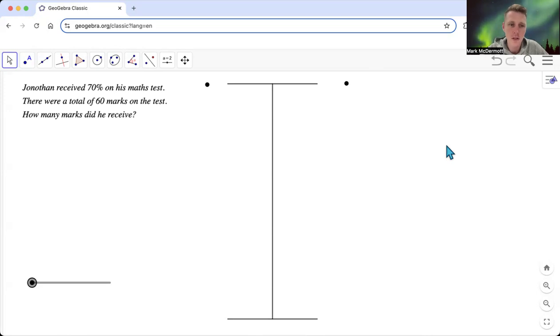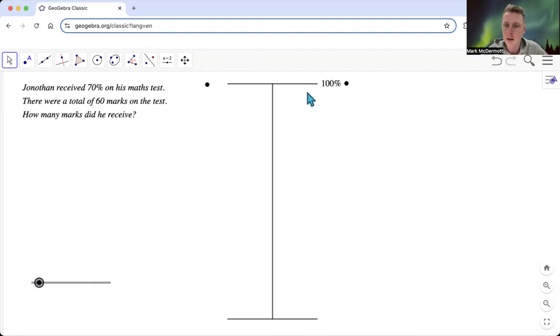Jonathan received 70% on his maths test. There were a total of 60 marks on the test. How many marks did he receive? So what we can do to wrap our head around what's going on here is draw this double number line. The reason it's called a double number line is because on one side we're going to put percentages and on the other side we're going to put the actual quantities. So let's have a look.